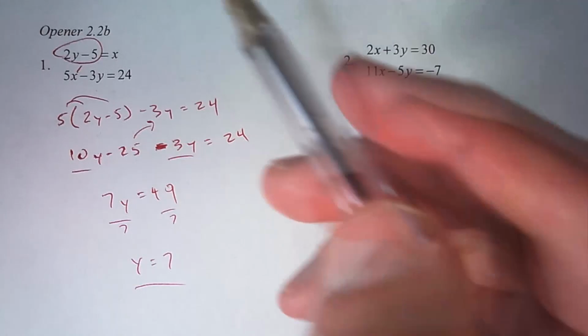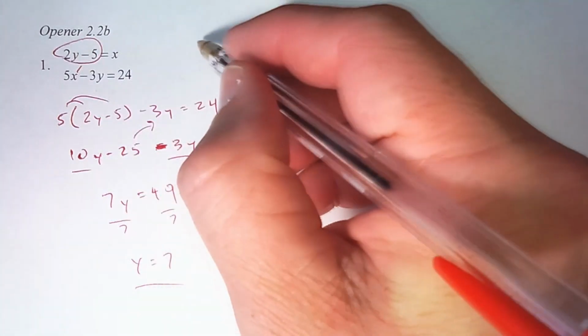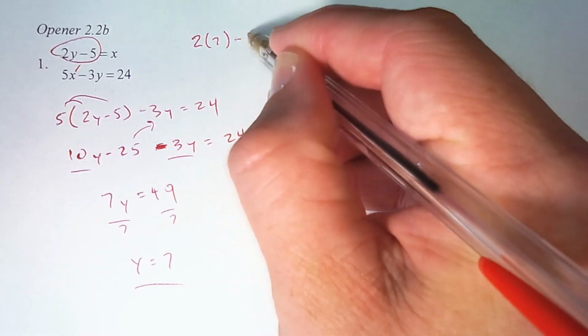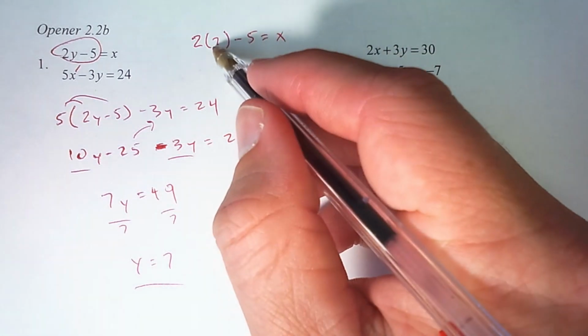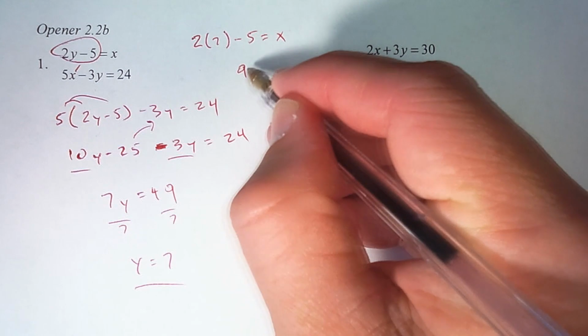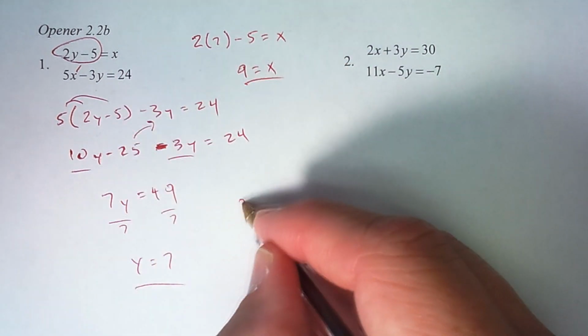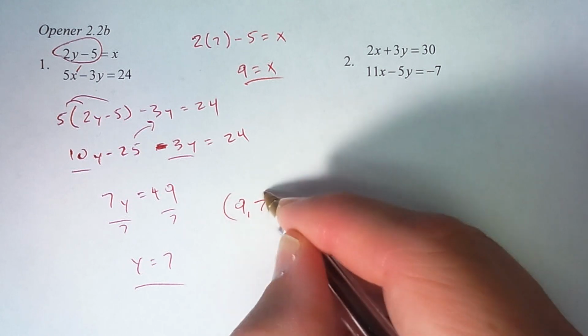Okay, now I will plug that in right here for y. So 2 times 7 minus 5 equals x. So that's 14 minus 5, which is 9. So x is 9, so these two lines will intersect at the point 9, 7.